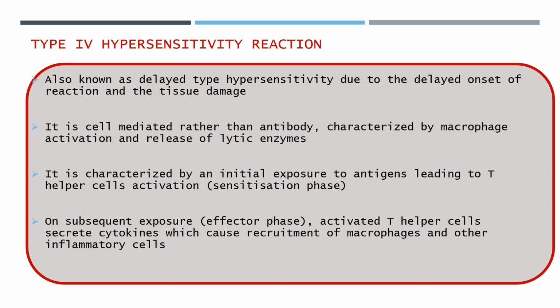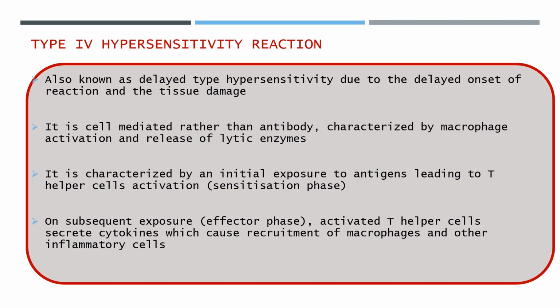Type 4 hypersensitivity reaction is also known as delayed type hypersensitivity reaction. This is as a result of the delayed onset of the reaction and the tissue damage that follows the hypersensitivity. Unlike the other types of reaction, it is cell-mediated rather than antibody-mediated and is characterized by macrophage activation and release of several lytic enzymes that are involved in tissue destruction.